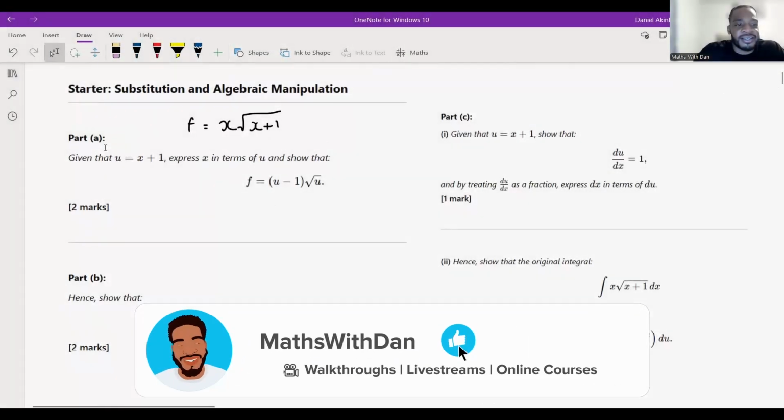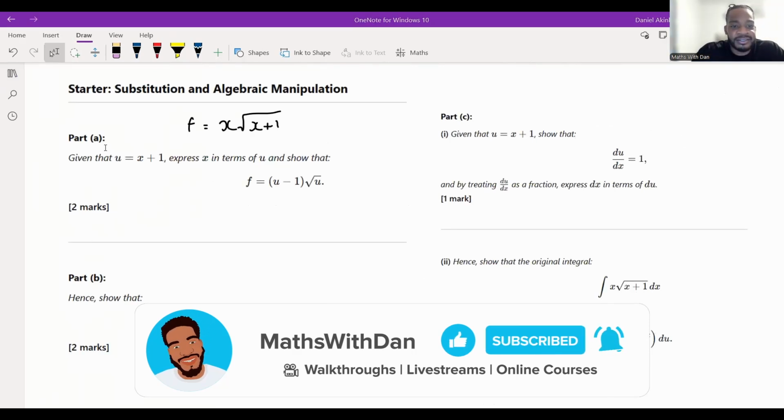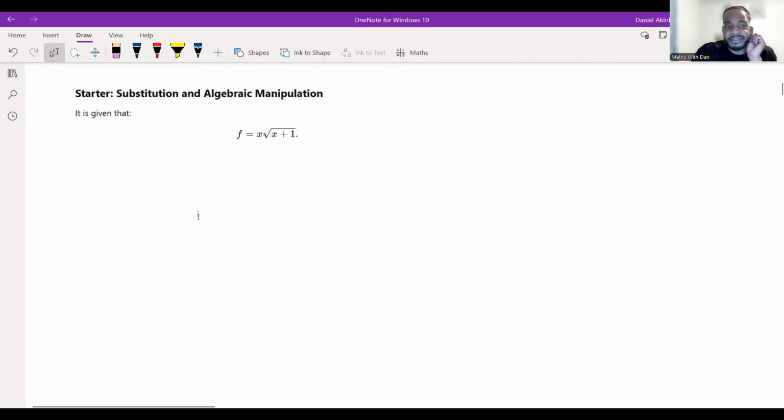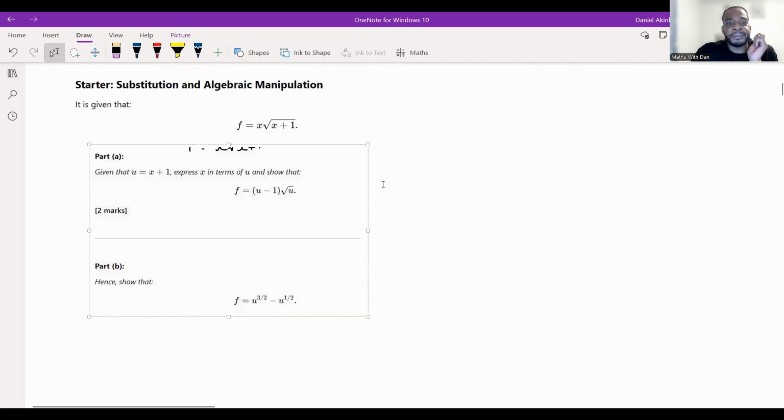It says, given that u is equal to x plus one, express that in terms of that. Okay, so that's not too bad. That's just a bit of algebra, right? So doing that, if u is x plus one and I express x in terms of u, then that would mean that x is equal to u take away one, isn't it?